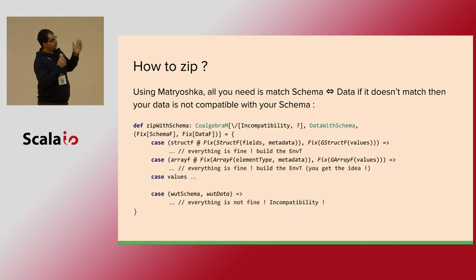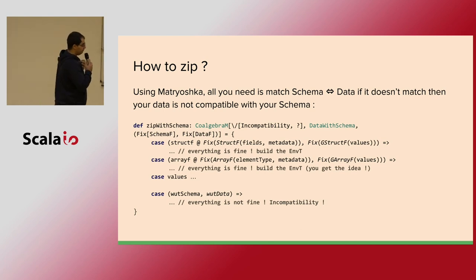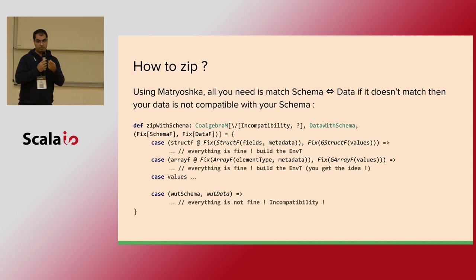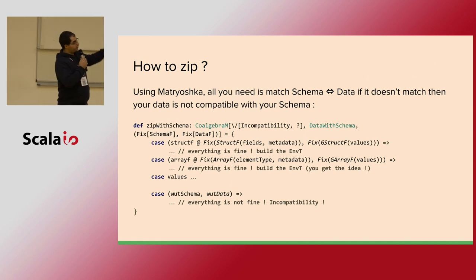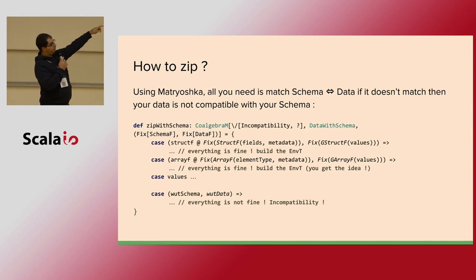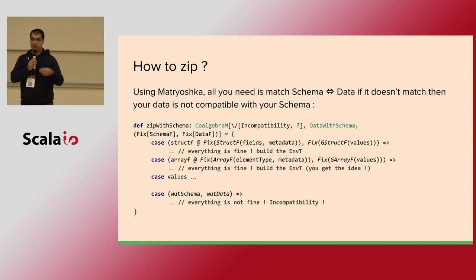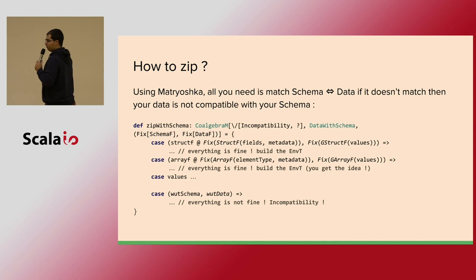So I can't exactly use a coalgebra just plain and simple like we defined. I need something that is able to represent this incompatibility. So we are going to use a coalgebra M, whose output is not the data with schema, which is the RFT. It's going to be a disjunction between the incompatibility and my output. Okay? As some of you might have noticed, there is some kind of kind projector here.